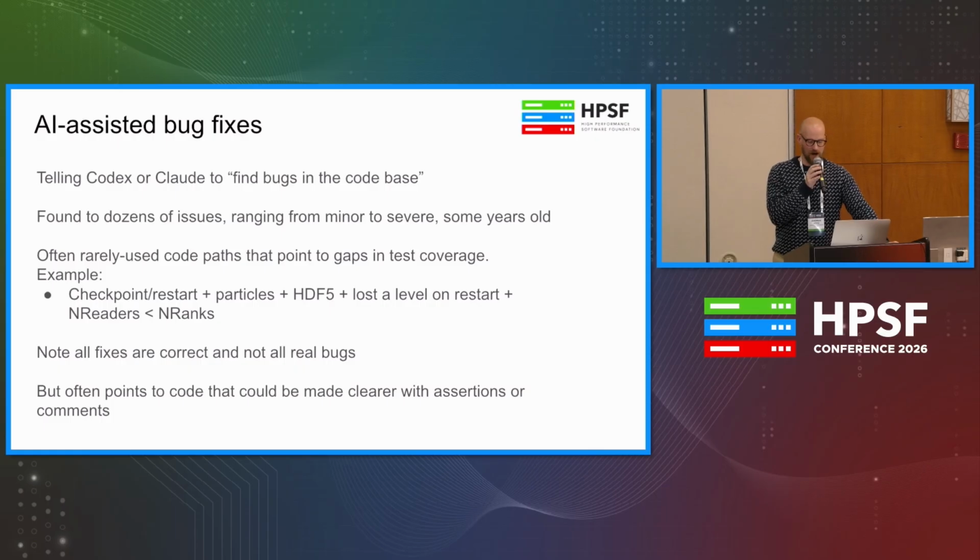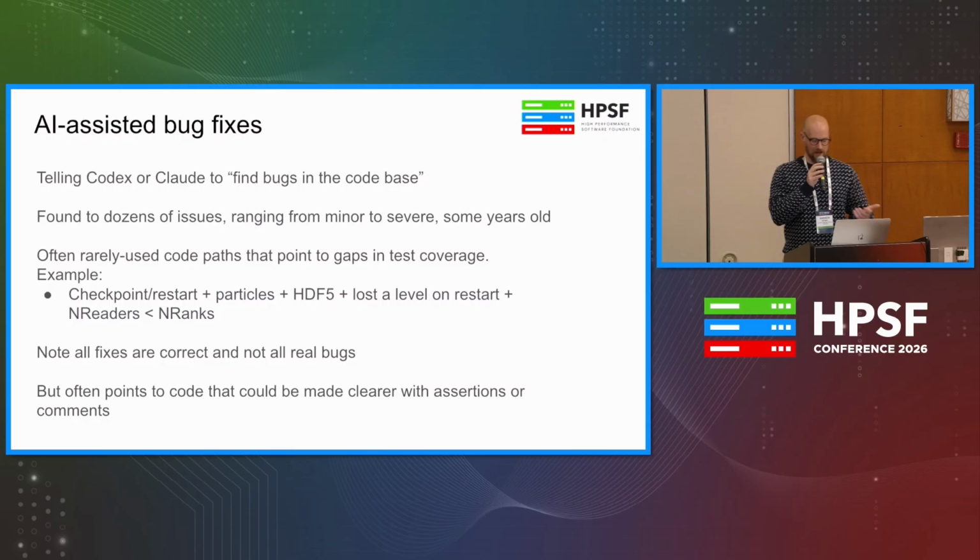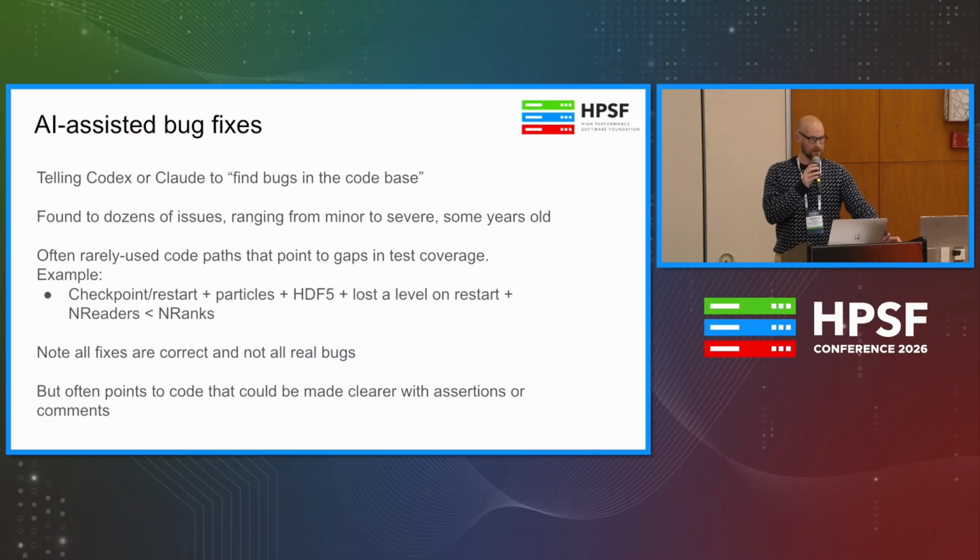Even in cases when they're not real bugs, it often points to something that we could be clearer about, like we're making an assumption that we know we can make because we have the full context, but the agent doesn't really know that. So often it's pointing to we should add a comment there, or we should put an assertion or something like that.